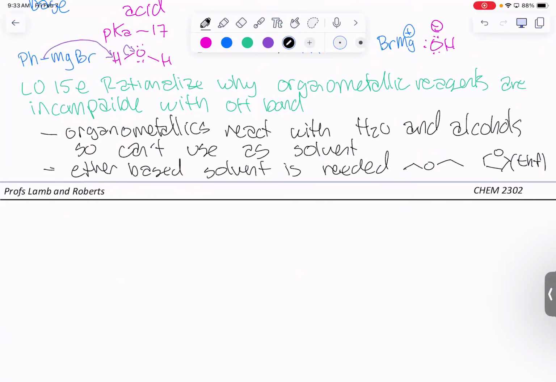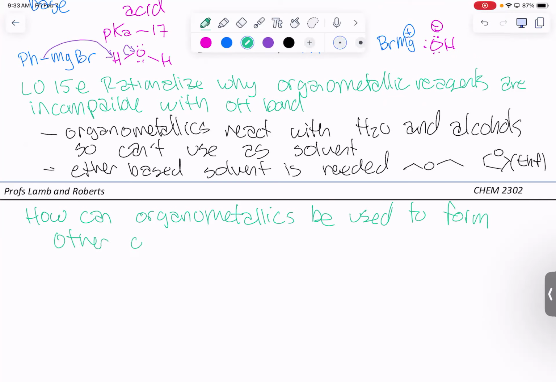So now let's put this together so that we can think about how we can actually use these. We're going to combine the formation of organometallics and their function as a base. How can organometallics be used to form other organometallics?